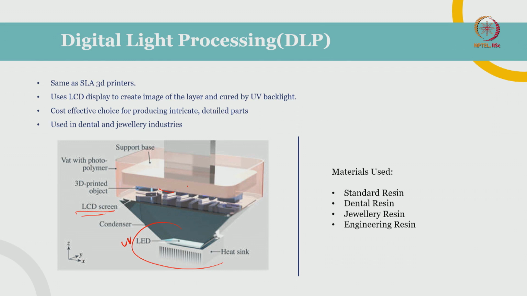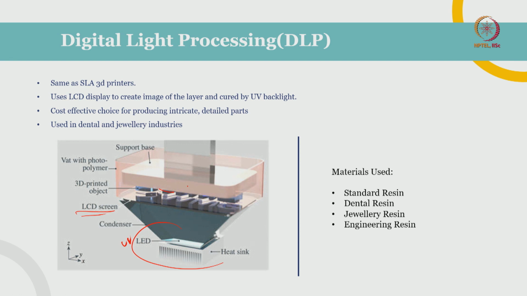It's a little tricky. You will have a UV LED, and those UV LEDs shine towards an LCD screen. Different resolution LCD screens are available nowadays, even 12K resolution LCD screens on DLP printers, which give a highly detailed surface finish for the printed parts. These LEDs shine light onto the LCD screen, and the LCD screen forms an image based on what that layer needs, and that image will be a negative image.